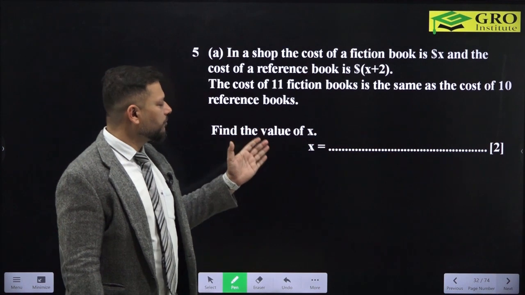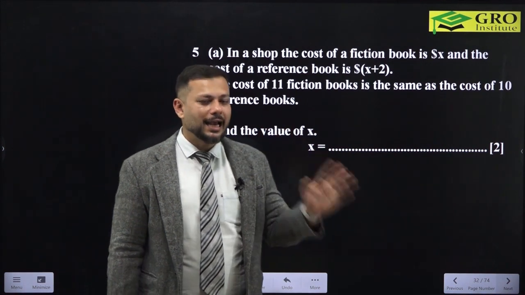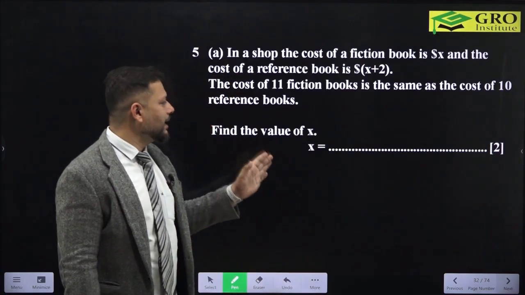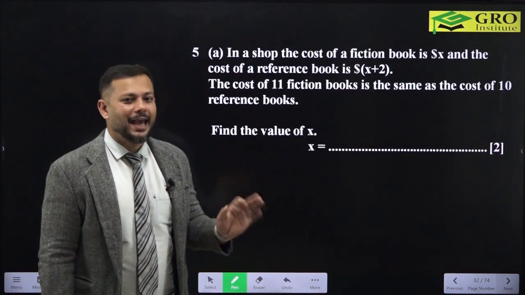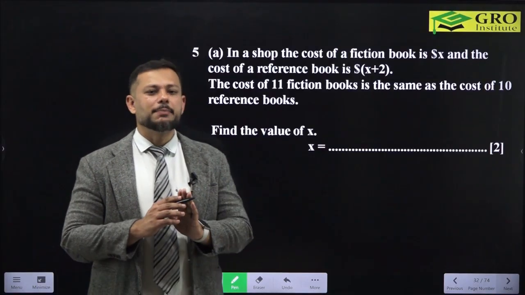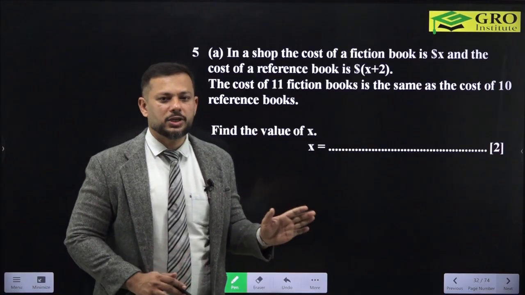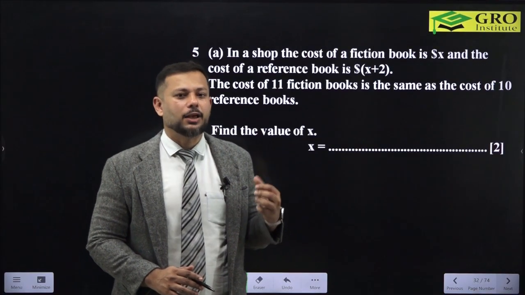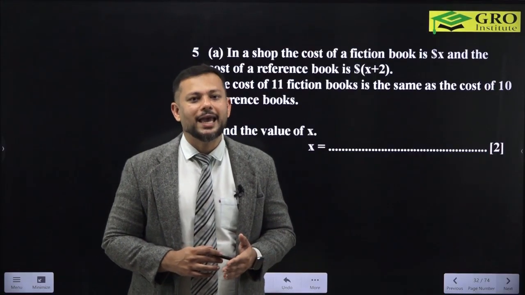We are being told that if you buy 11 fiction books, the cost of it would be exactly equal to the cost of 10 reference books. So we need to find the value of X. Guys, it's the simple use of algebra. Convert this condition or situation into algebraic equation. We will equate it and we'll get the value of the unknown X.